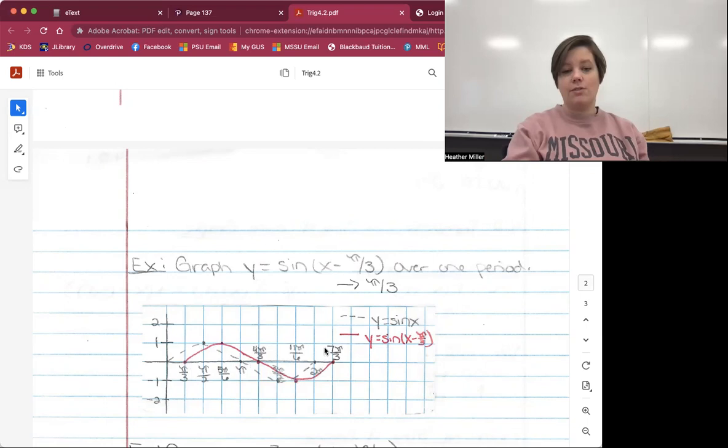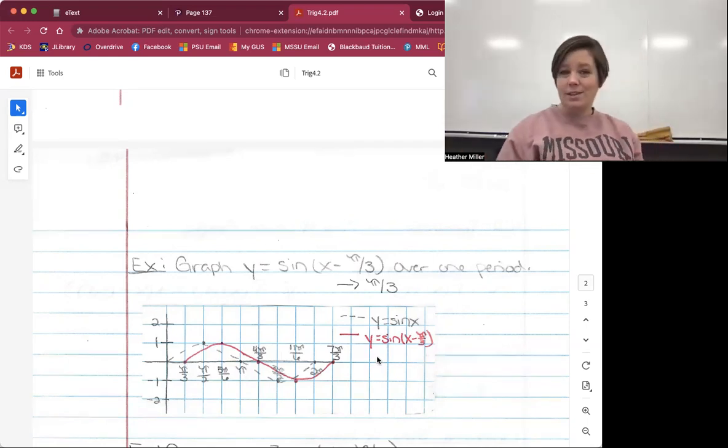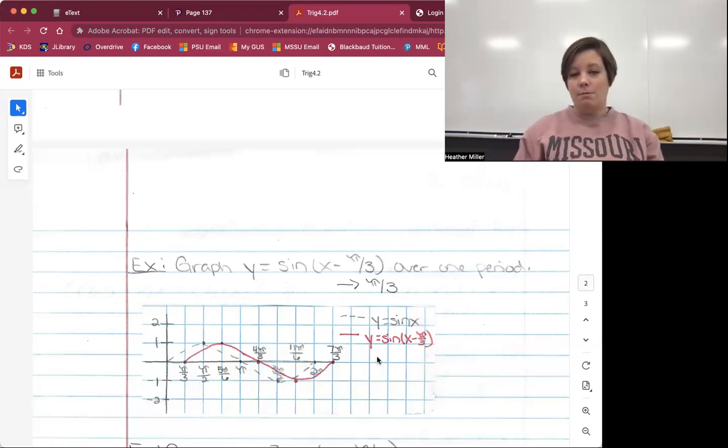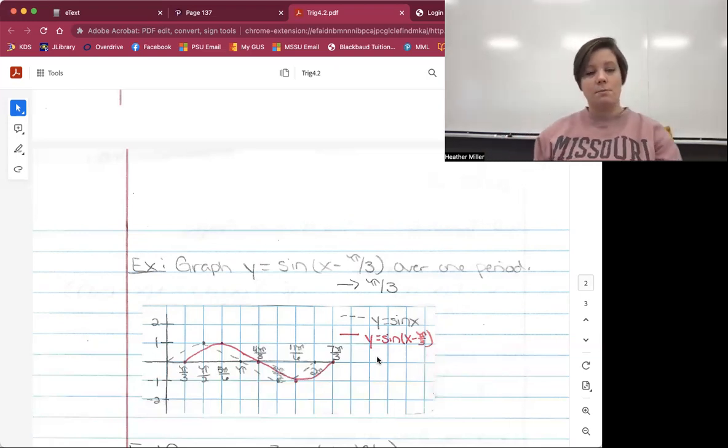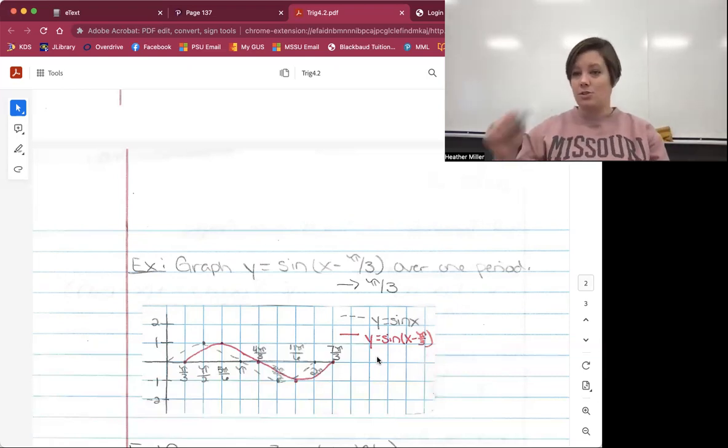And so notice the graph stayed in the same shape. It went up as far as it was going to, and I still only cover 1 period because it says over 1 period. But having that dotted line, then I know, okay, I just need to move everything to the right by pi over 3, and there's my new graph. That's why I like the second method when it comes to basic transformations or translations. In my college algebra notes, when they're pretty basic like that, I do that.